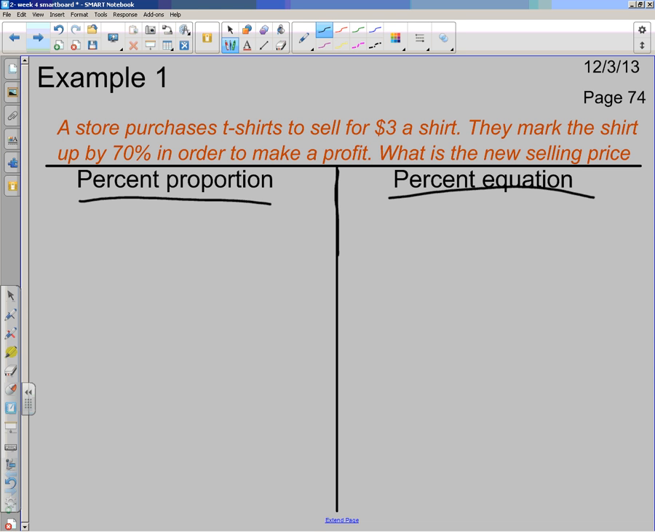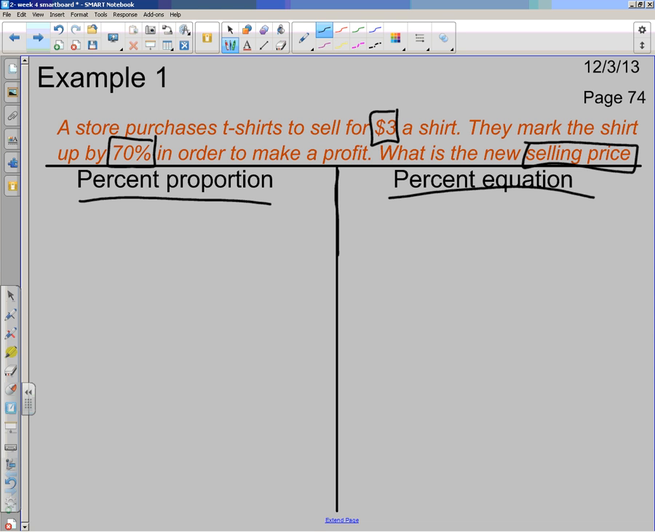So a store purchases t-shirts to sell for $3 a shirt. They mark the shirt up by 70% in order to make a profit. What is the new selling price? So we want to know how much they're actually charging for a shirt that costs them $3.